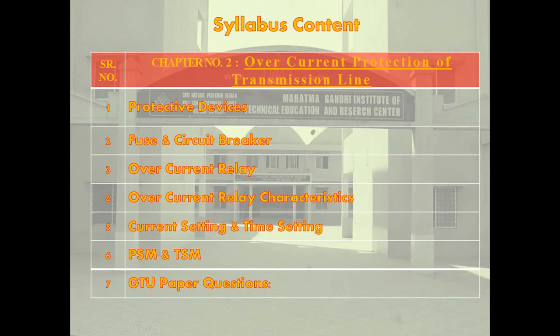Okay, syllabus content. Today we are going to discuss chapter number 2, overcurrent protection of transmission line. First is protective device, second is fuse and circuit breaker, third is overcurrent relay, fourth one is overcurrent relay characteristics, fifth current setting and time setting, sixth PSM and TSM, and GTU paper questions.